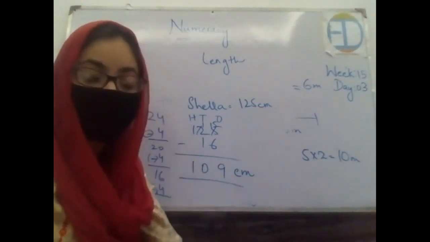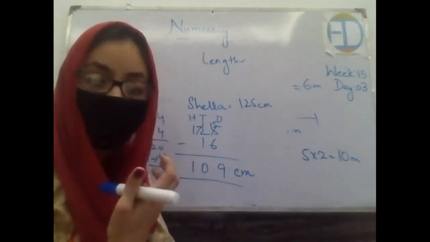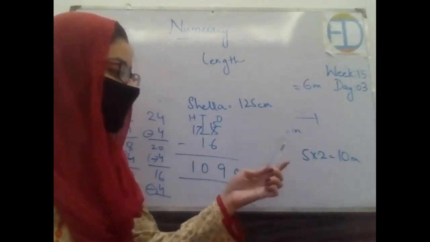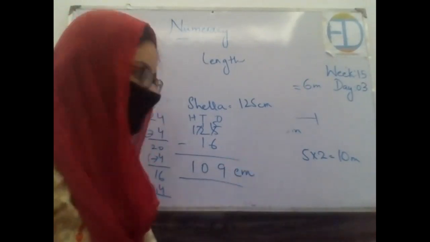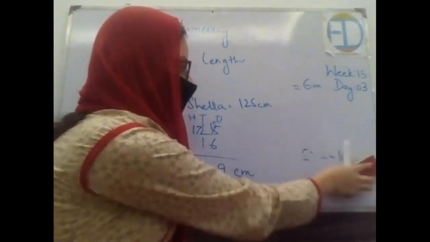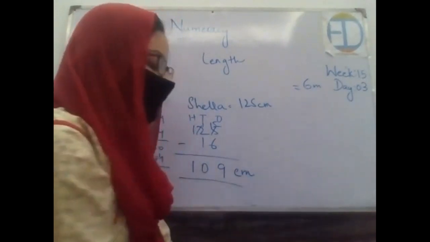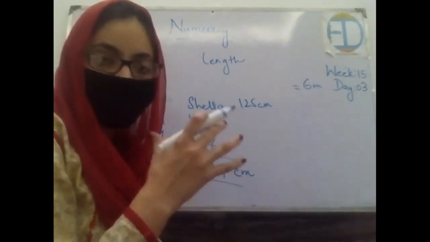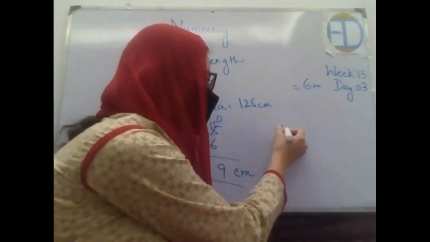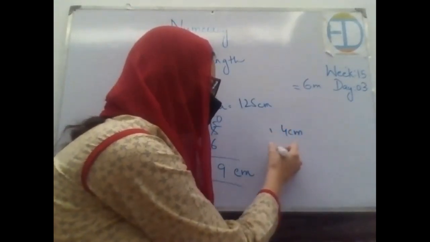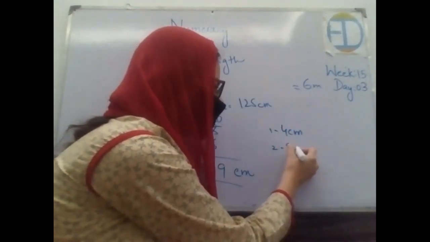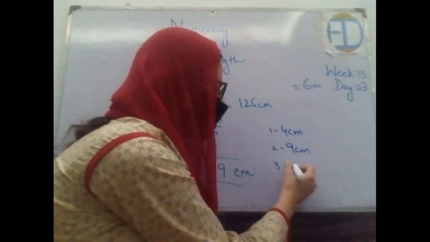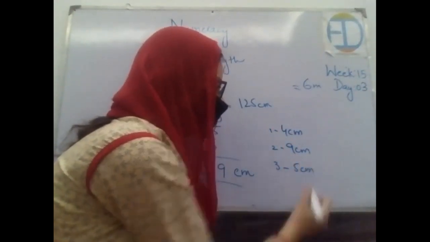Wonderful. Do practice these questions at your home as well. Try to make some more lines. You can take some random measures or let me give you a homework. Okay. Note down these measures. You're supposed to draw a line and then find the total of that. First should be of 4 centimeter. Second should be of 9 centimeter. And third should be of 5 centimeter.